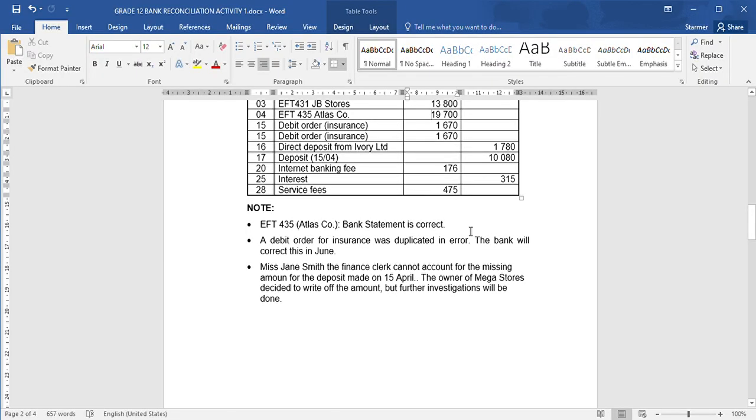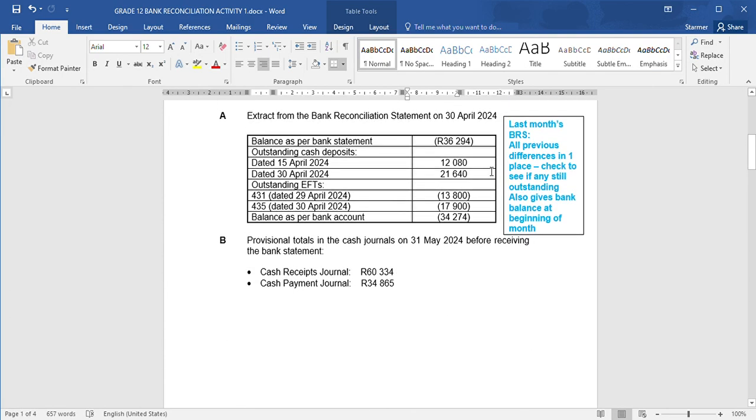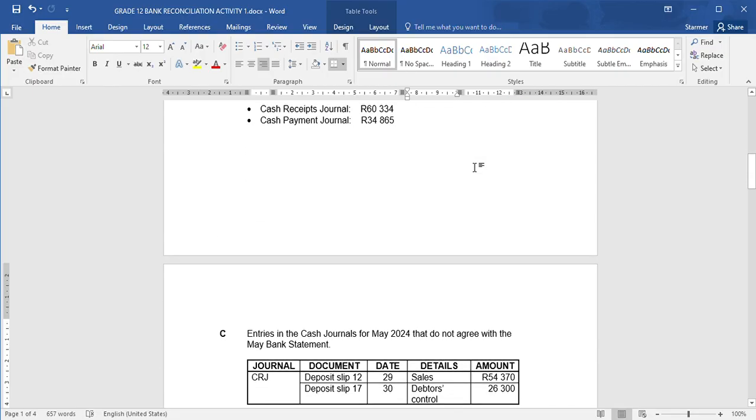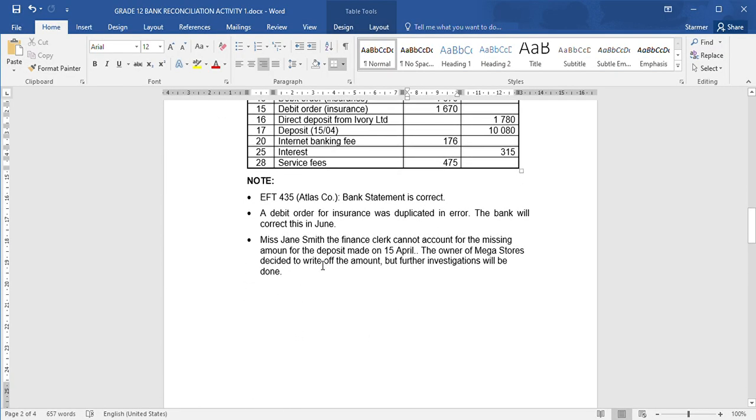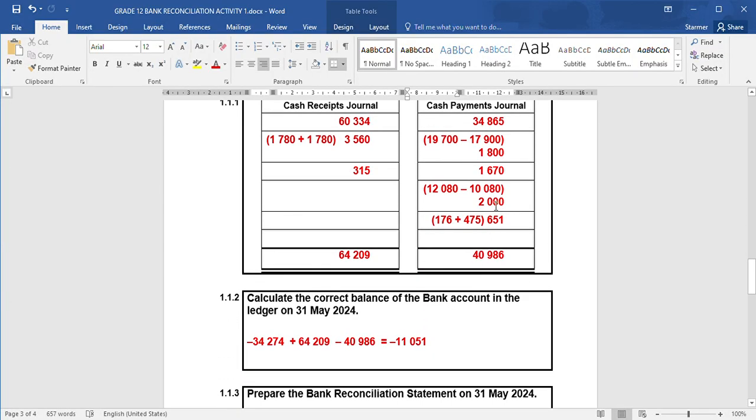Okay, then we have a deposit on the 15th of April, 10,080. If you look back up the top here, the deposit was actually supposed to be for 12,080. And they tell you underneath here that they can't account for the difference and that you're going to write off the amount and then investigate further. So we actually recorded a deposit as 12,080, but when the money got to the bank, it was only 10,080. So we have lost 2,000 Rand. So that is going to get recorded under your CPJ. Okay, you're probably going to get asked some sort of theory question about control of cash here.